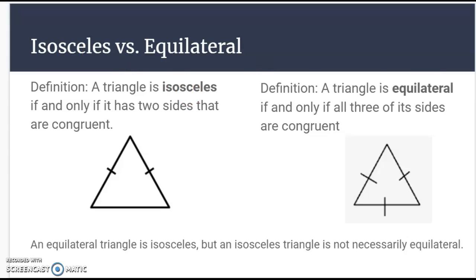An equilateral triangle, on the other hand, has all three sides congruent. Since an equilateral has three congruent sides, that's at least two sides. So an equilateral is isosceles, but an isosceles is not always equilateral.